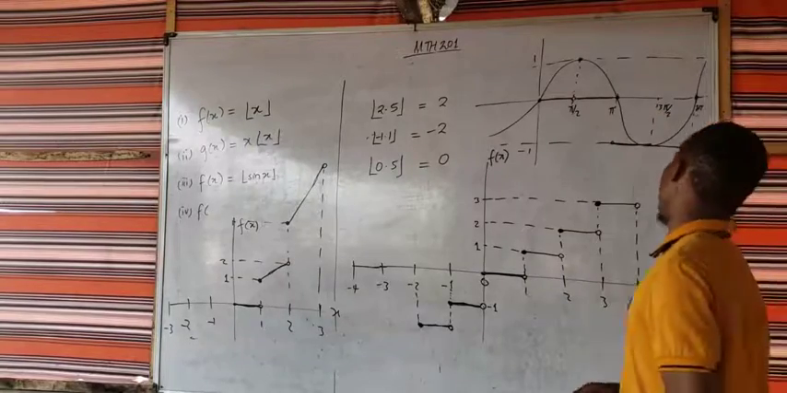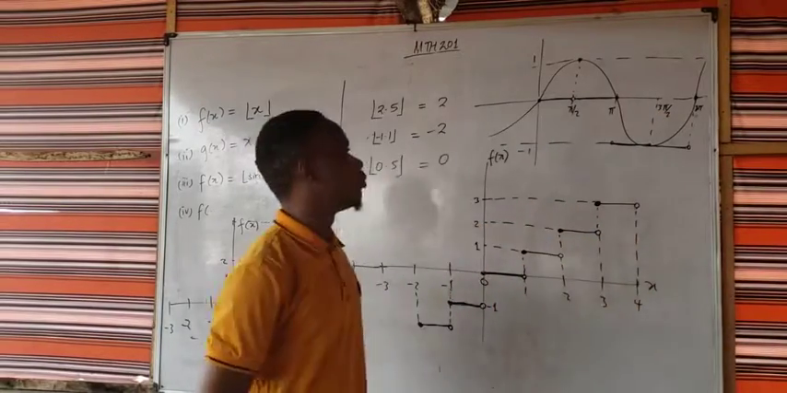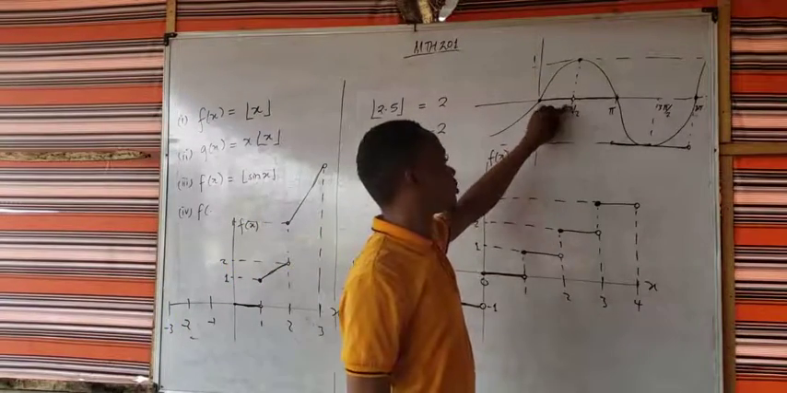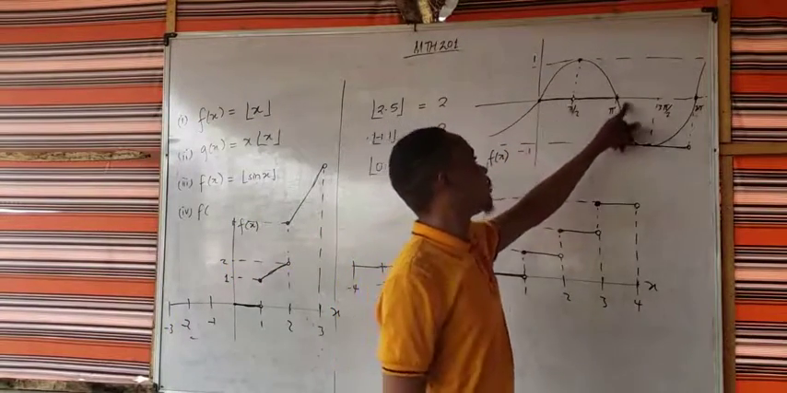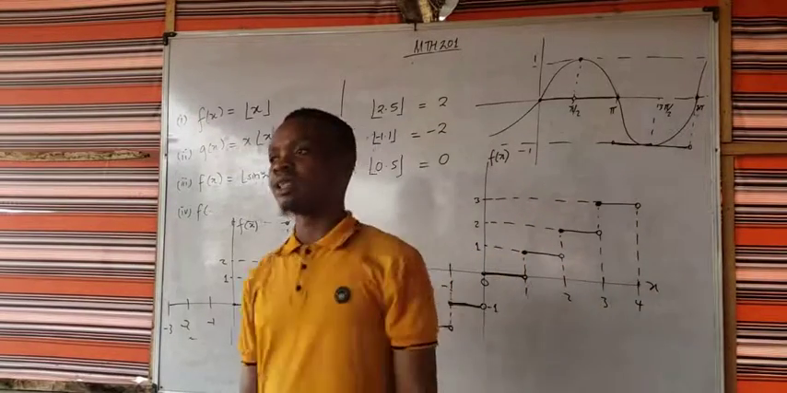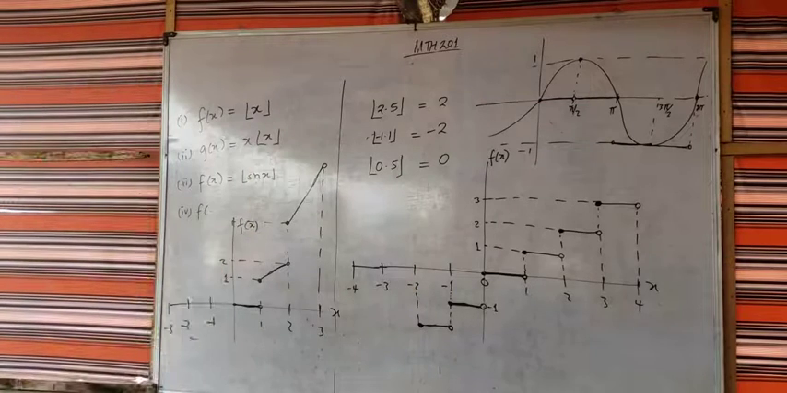Okay, so where is it discontinuous? Where are the points where it is discontinuous? Pi over 2. It's going to be discontinuous at pi over 2. At pi. Then 2 pi. What else? 2 pi. Yes. So what can you say about that? Pi over 2. Then pi.